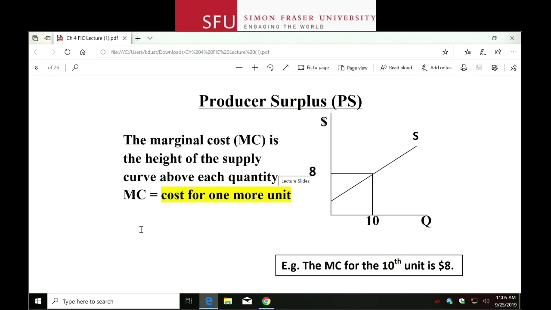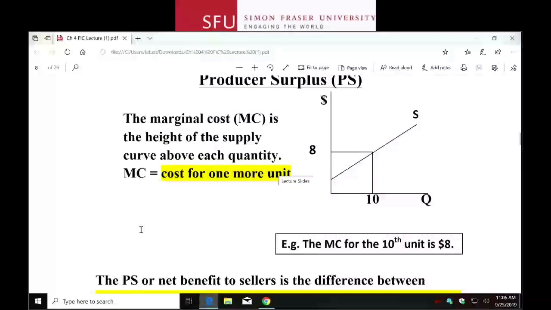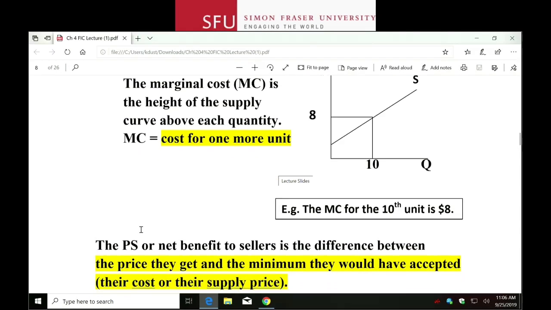Okay, now the producer surplus will be the difference between what they get paid and what the marginal cost is. The $8, that price just tells us the minimum that they would need to get paid in order for them to be willing to produce the unit. Hopefully they get paid more than $8 for that unit. Okay, so 8 is just the bare minimum because it's their cost. So they need to get paid at least $8 to cover their cost, and then they will produce the unit. Otherwise they would not produce the unit. So the producer surplus is the difference between what they get paid and what their cost is, which is the minimum price they would take.